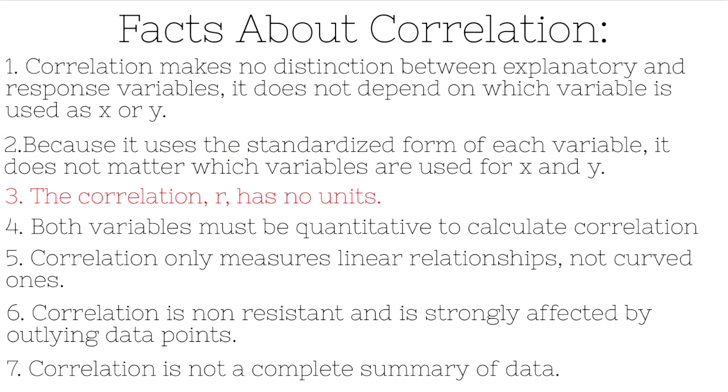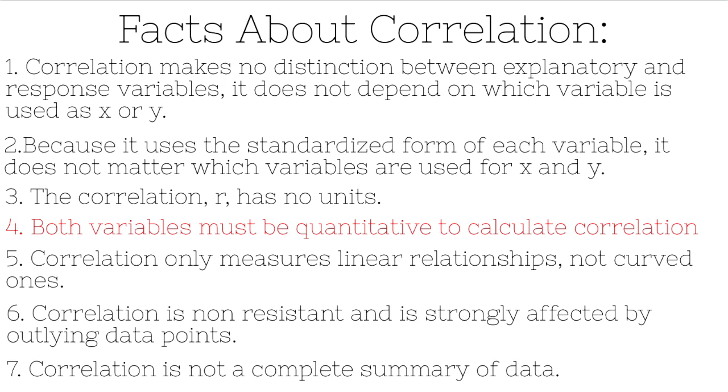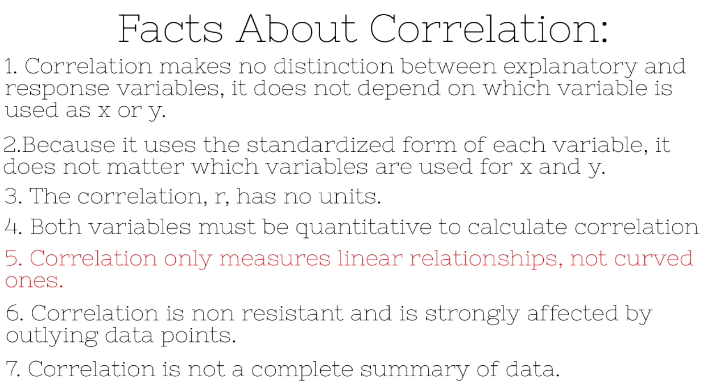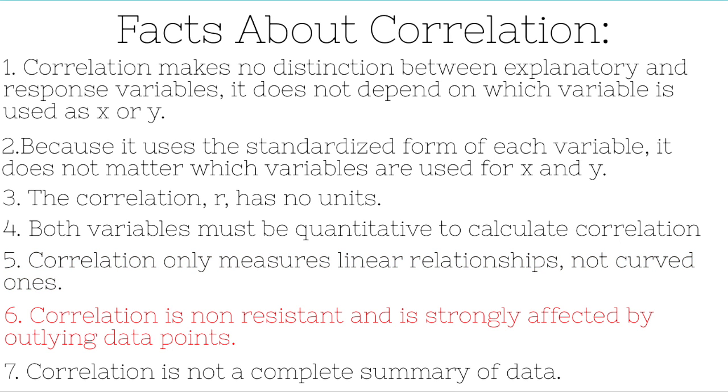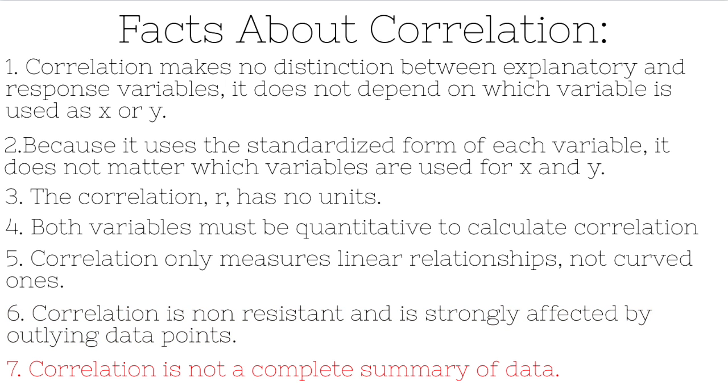Correlation, or R, has no units. Both variables must be quantitative to calculate correlation. Correlation only measures linear relationships, not curved ones. Correlation is non-resistant and is strongly affected by outlying data points. And correlation is not a complete summary of data.